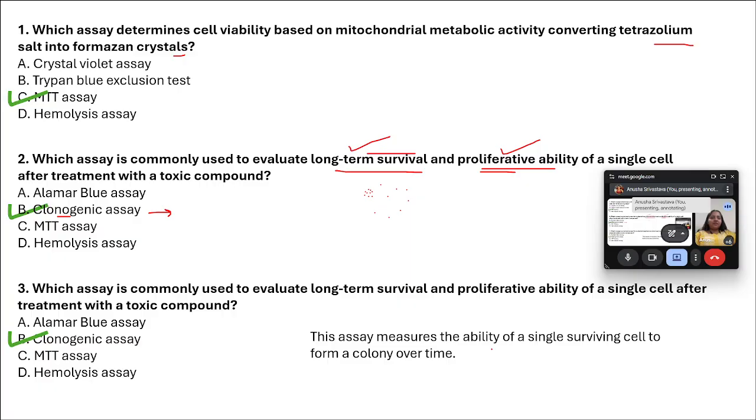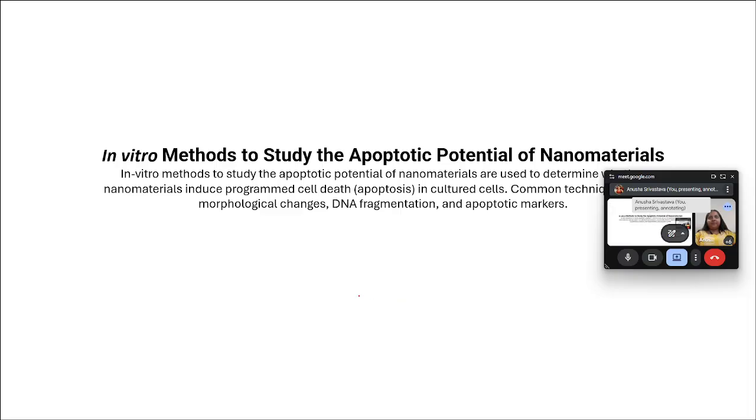It measures the ability of a single surviving cell to form a colony over time. So we see whether this single surviving cell has the ability to further form a colony.